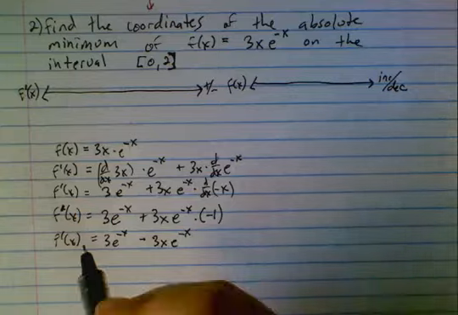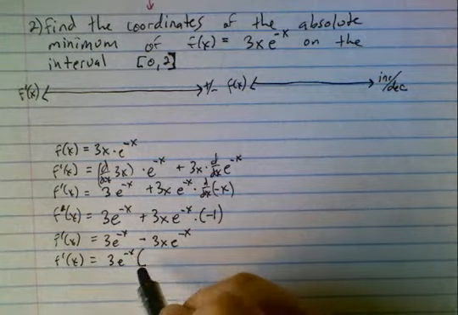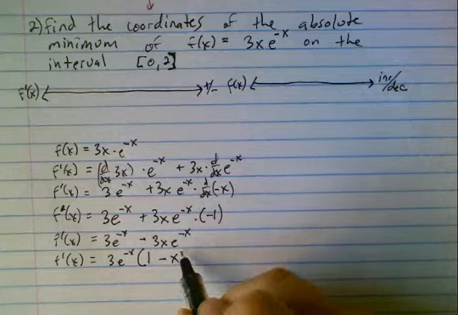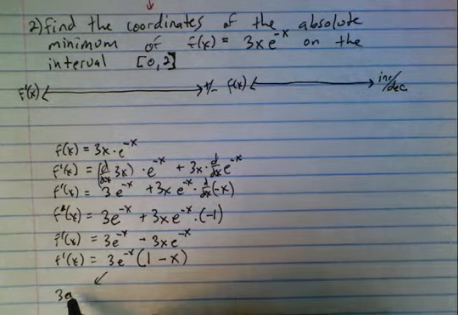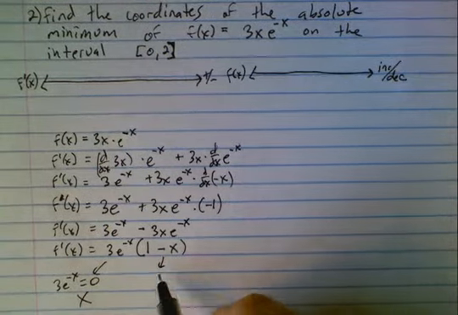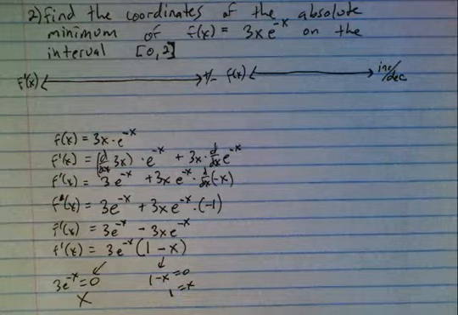Okay, we can do some factoring here. This factors out to be 1, there's a little x left over. That never happens. x equals 1.